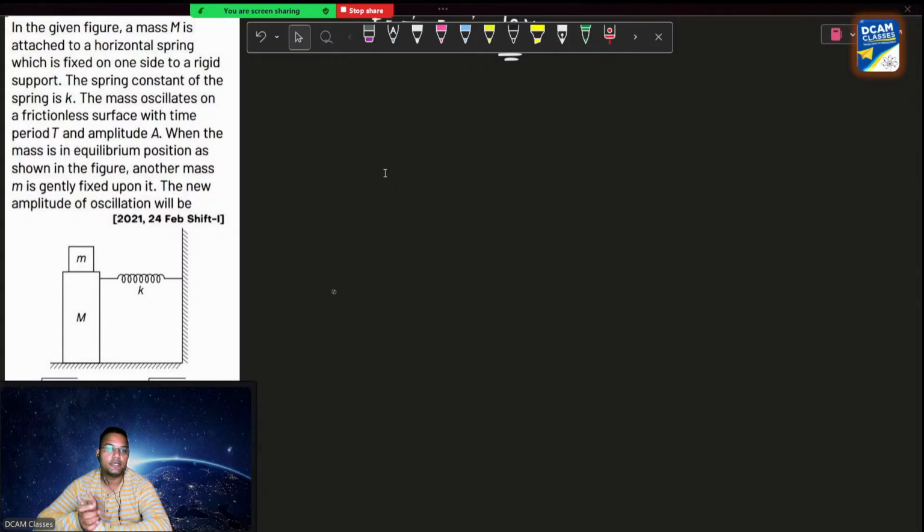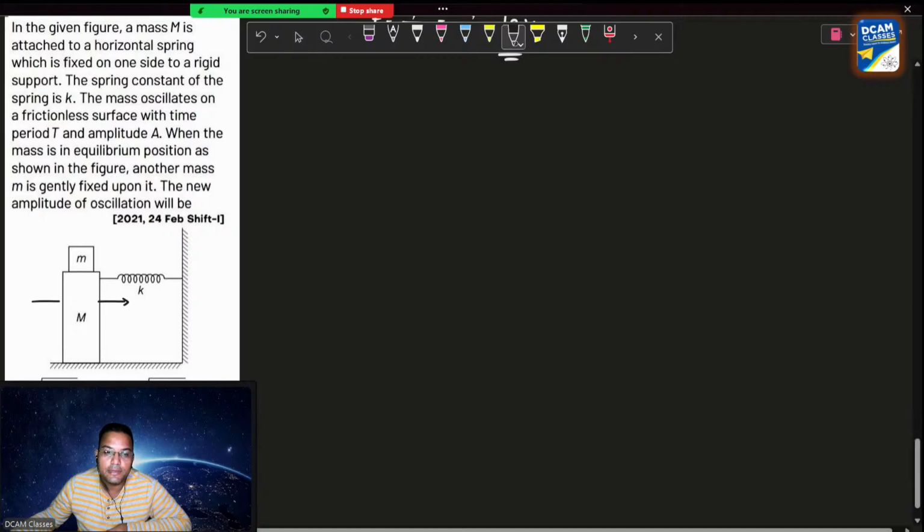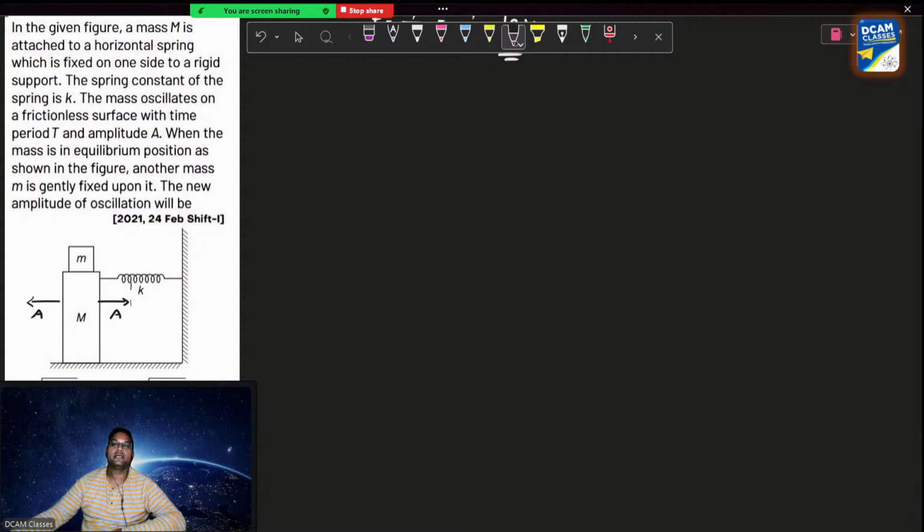See, first understand the question. Did you understand the question? A mass capital M is attached to a spring which is fixed on the other side to a rigid support. The spring constant of the spring is given. The mass oscillates on a frictionless surface with time period T and amplitude A. This mass moves with the amplitude A. This is the equilibrium position, so it moves left by A, right by A. This is the amplitude. Now when it is at the equilibrium position, at the mean position, small m is placed on it. The new amplitude of oscillation will be what?